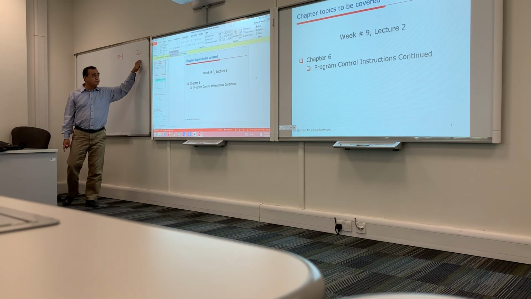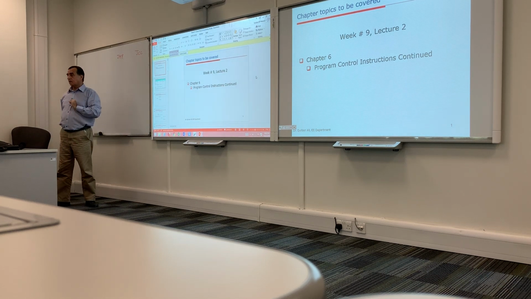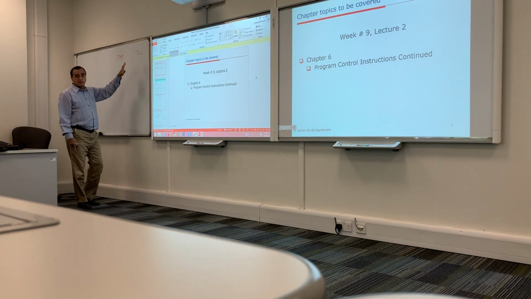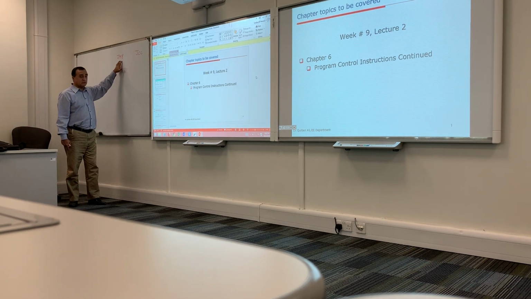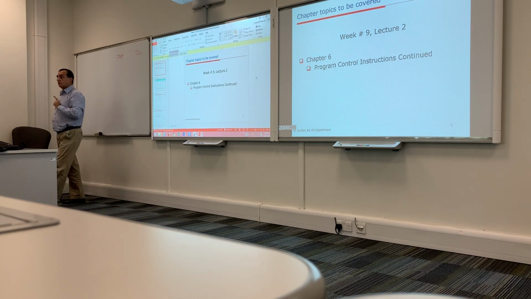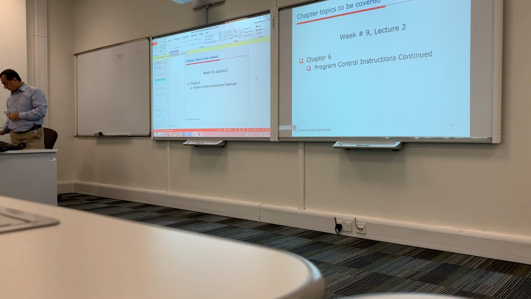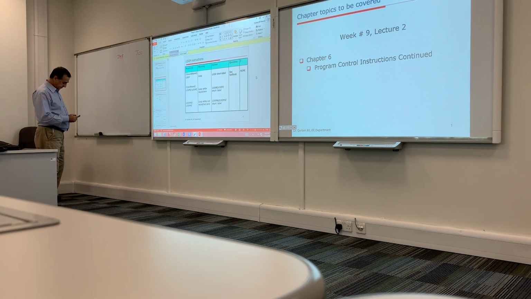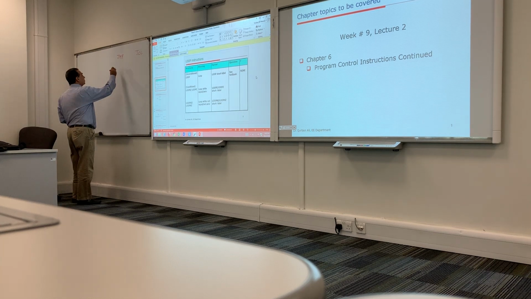But here, CC means condition, so whatever the condition, there has to be a calculation to check that condition, and the flags will be affected. So unconditional jump and conditional jump, these were the ones which we discussed last time. Today we will continue and see some other instructions.